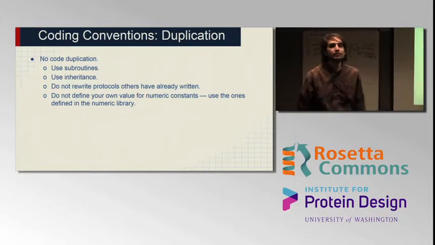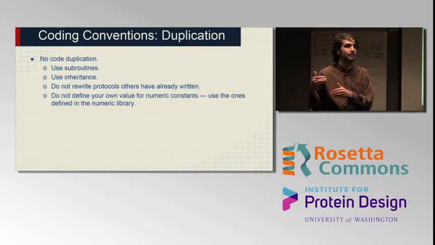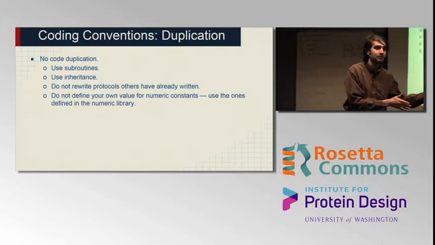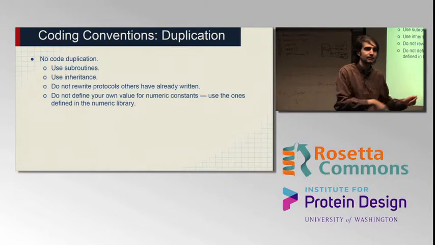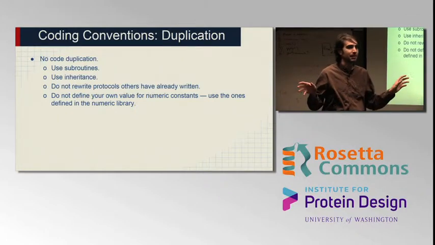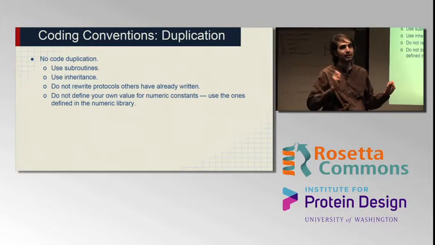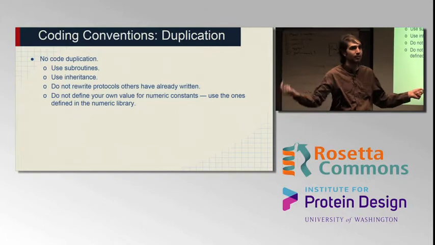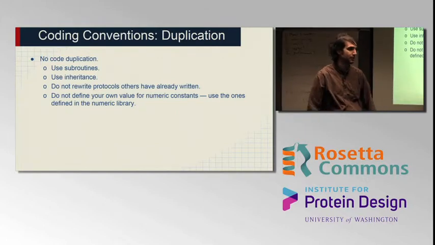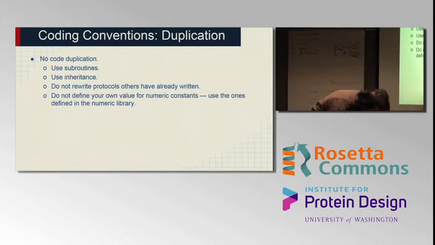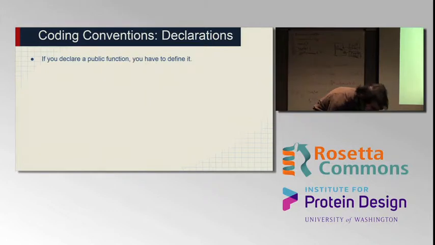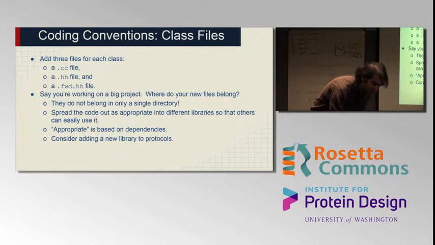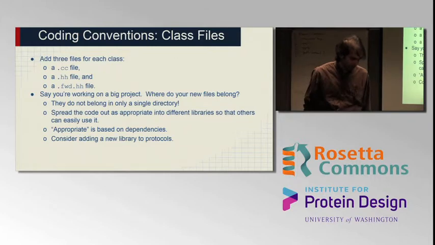Avoid code duplication. If you've got module A that does X, Y, and Z, and you've got module B which also needs to do X, don't just copy and paste the code from module A that does that. Take the code out of module A, put it in a utility file in a separate place where both module A and module B can access the same code. If you declare a public function, you have to define it. Kind of goes without saying.